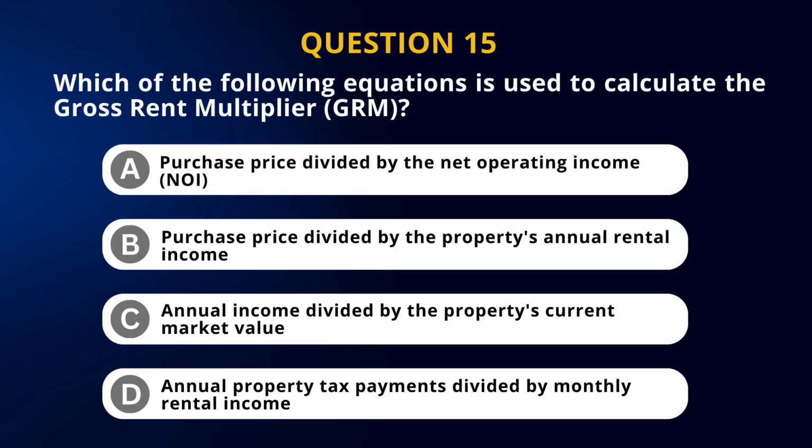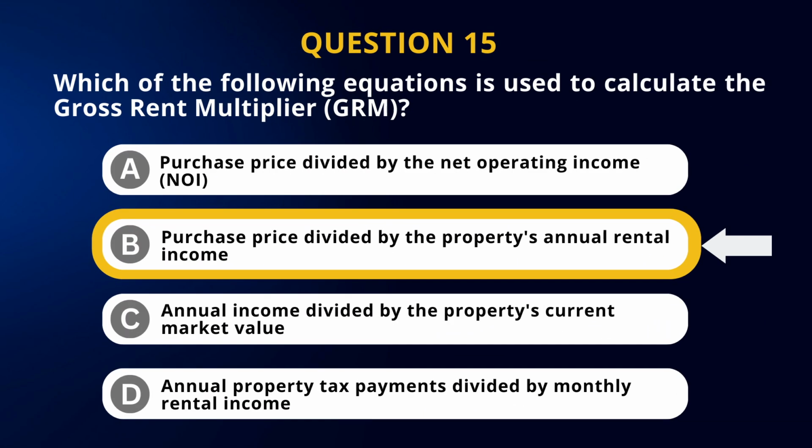Question number 15. Which of the following equations is used to calculate the gross rent multiplier, or GRM? Letter A, purchase price divided by the net operating income, or NOI. Letter B, purchase price divided by the property's annual rental income. Letter C, annual income divided by the property's current market value. Letter D, annual property tax payments divided by monthly rental income. And the answer? Letter B, purchase price divided by the property's annual rental income.